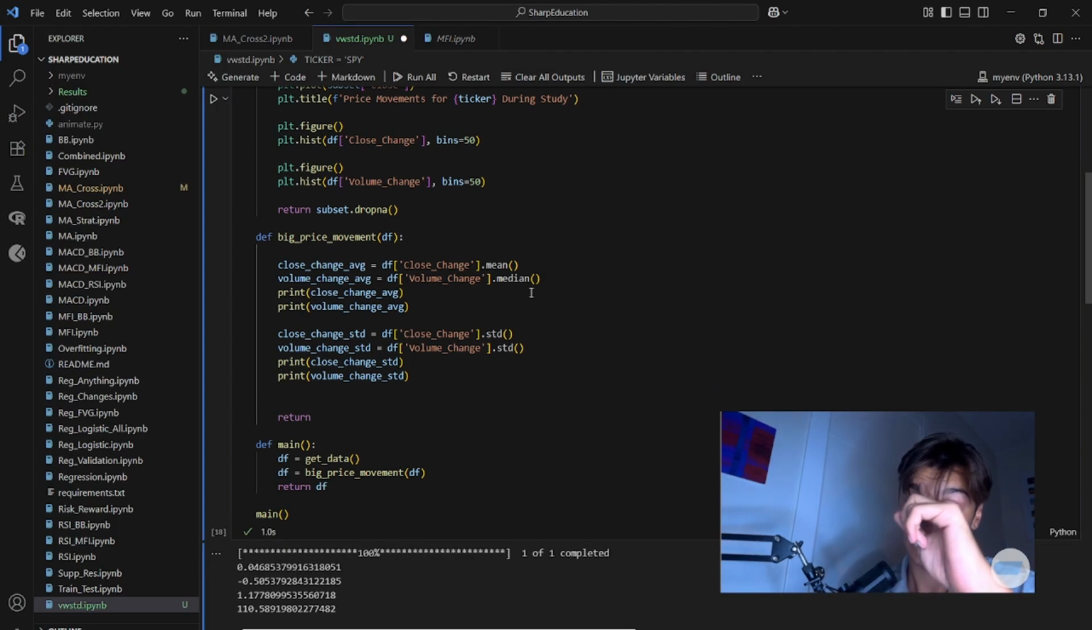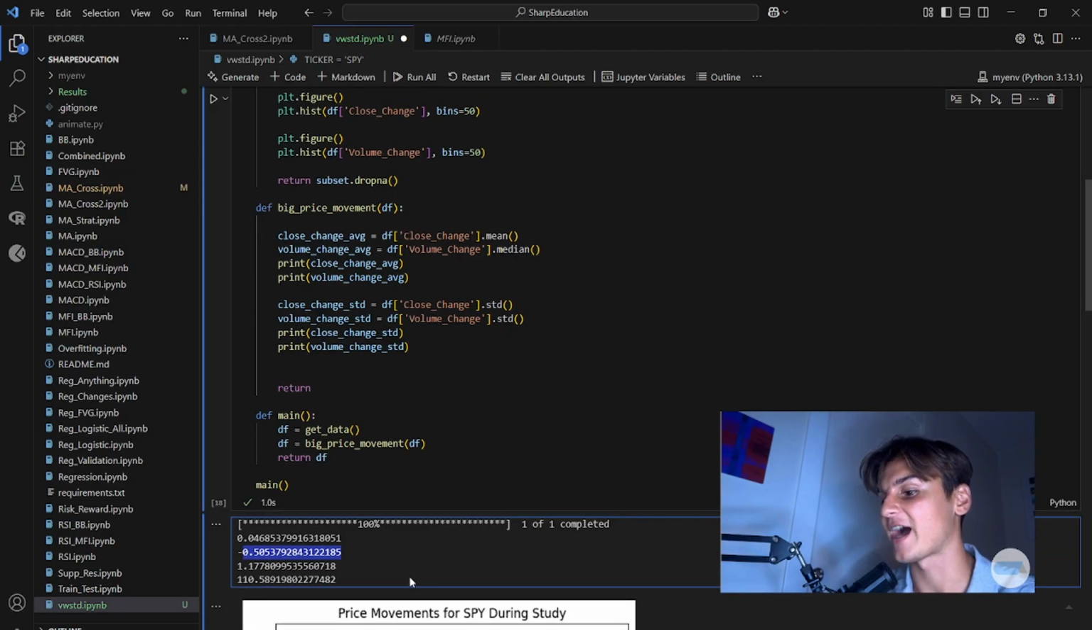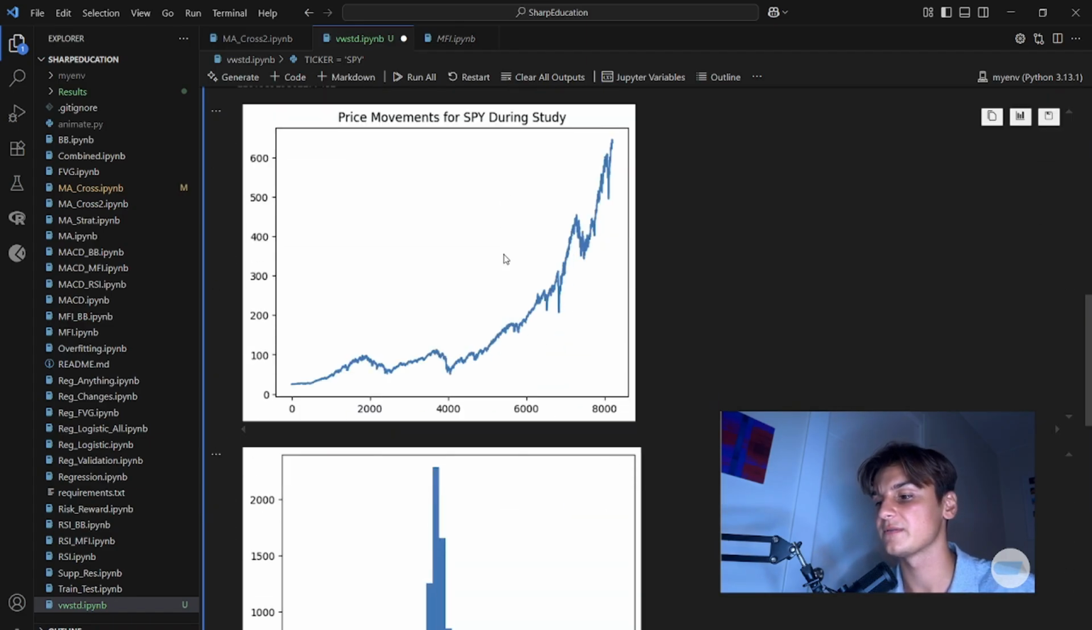Yeah, so that's way more normal looking. The median for volume is actually 0.5, negative 0.5. We are going to keep using the mean here. No, we're not, because it's just so abnormally distributed.